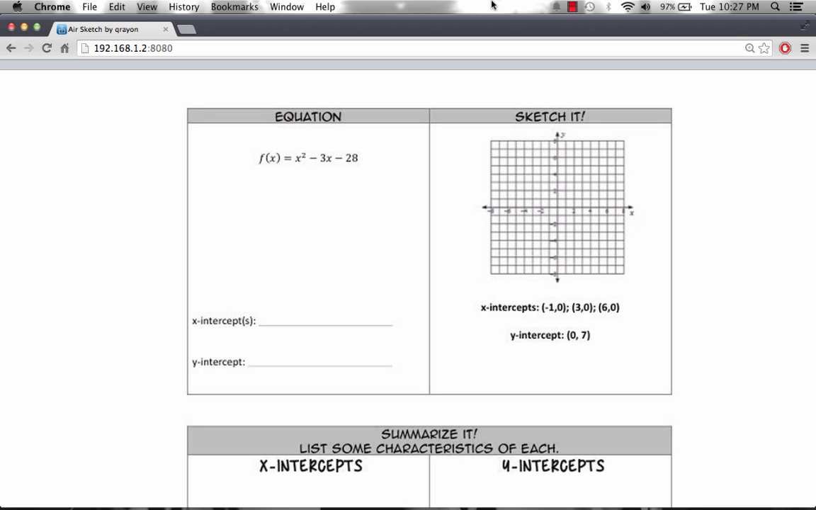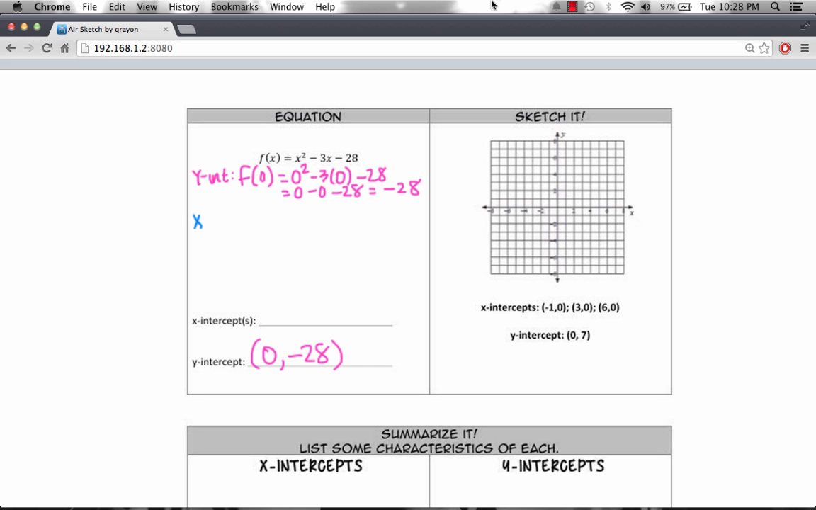Now we're going to keep in mind that the y-intercept is when x is equal to 0. So we're looking for f of 0. We want to plug 0 in for x. So we have 0 squared minus 3 times 0 minus 28. So we get 0 minus 0 minus 28, which is -28. So your y-intercept in this case is going to be 0, -28.